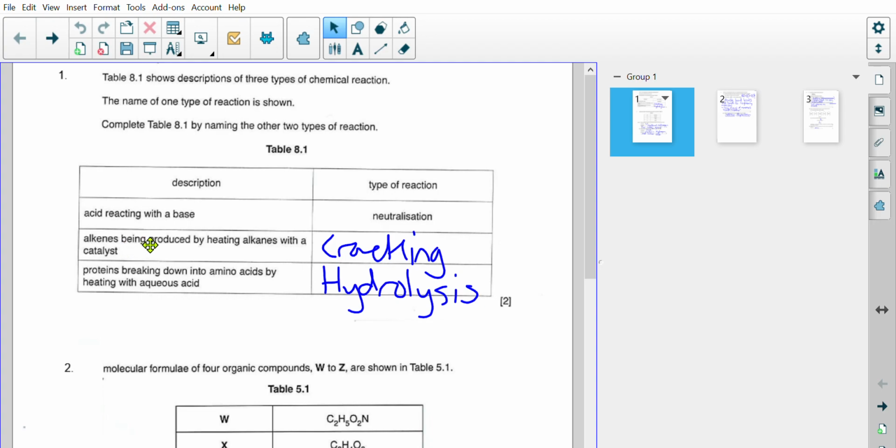And we've tested this before, bubbling it through water with the ceramic catalyst, and hopefully we can decolorize some bromine water with it. Okay. The next one, you've got proteins breaking down into amino acids by heating with aqueous acid. So this is our condensation polymers.